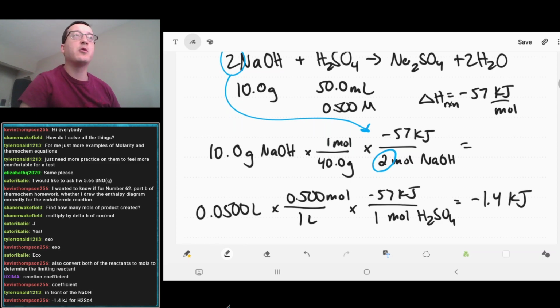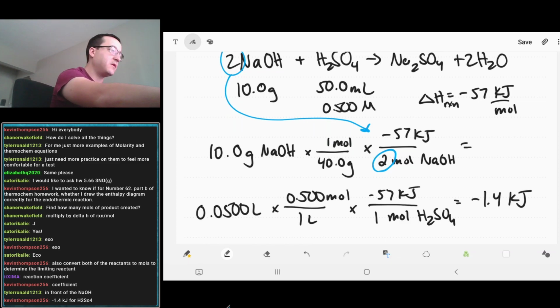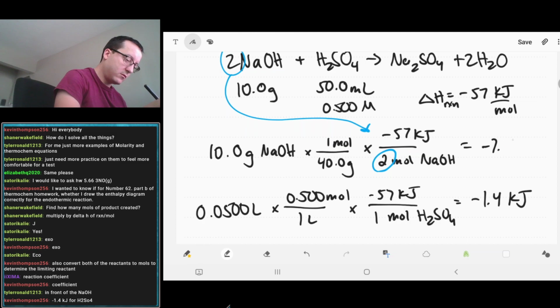And what about for... I'll do it real quick. So we have 0.25 divided by 2 times 57. It's going to be negative 7.13 kilojoules.